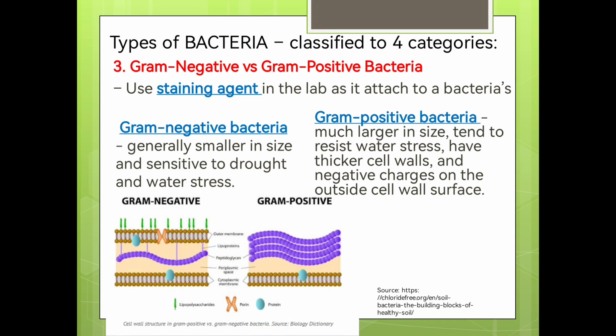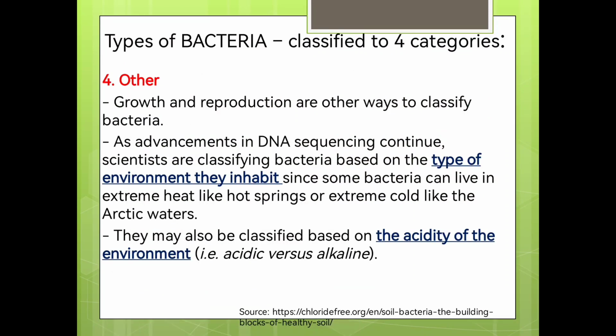They have thicker cell walls and negative charges on the outside cell wall surface. Ito ngayon yung cell wall structure ng gram-positive versus gram-negative bacteria. Yun siya. So, kanyang difference. Then, the fourth category is others. Others, ang dami ng others, diba?